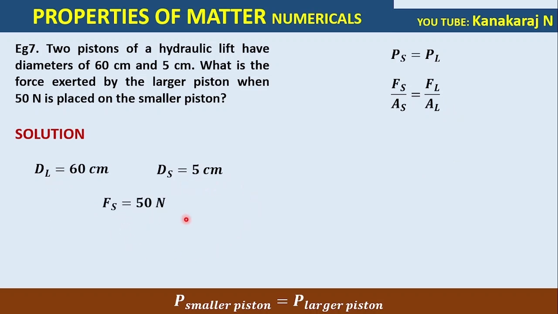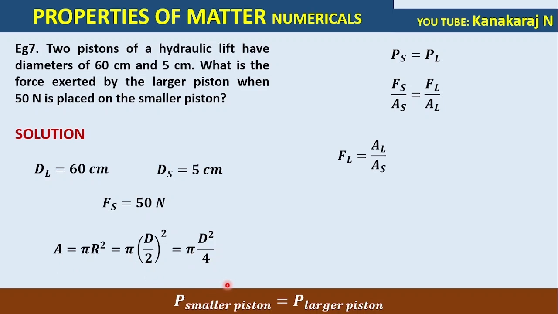So let us write the area equals pi r square equals pi times d by 2 the whole square, because the radius is diameter divided by 2. So we get area equals pi times d square upon 4. Good.